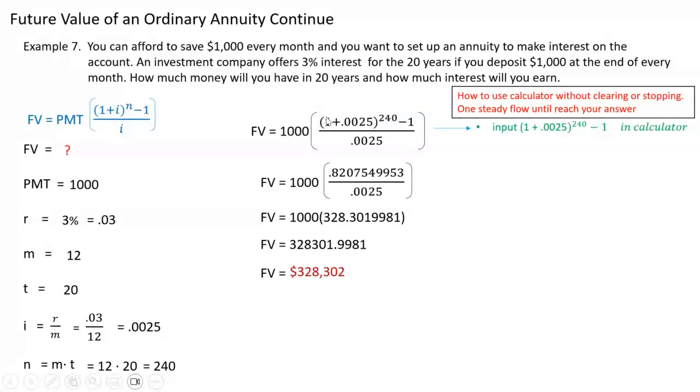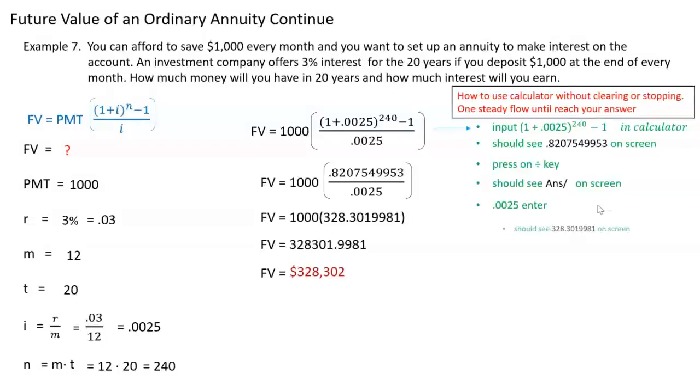Here we go. You can enter the numerator in your calculator just the way it is here in green. You're going to enter parentheses 1 plus 0.0025 close parentheses to the power of 240 minus 1. Then this is what you should see on your calculator on the screen: 0.8207549953. Then you're going to hit the division key, right? Because this top portion is what we just found out. So we hit the division key. And then this is what you should see on your screen. And then you're going to enter 0.0025.